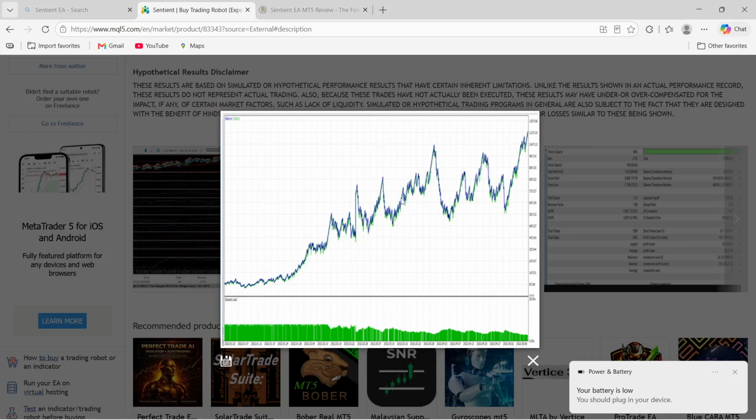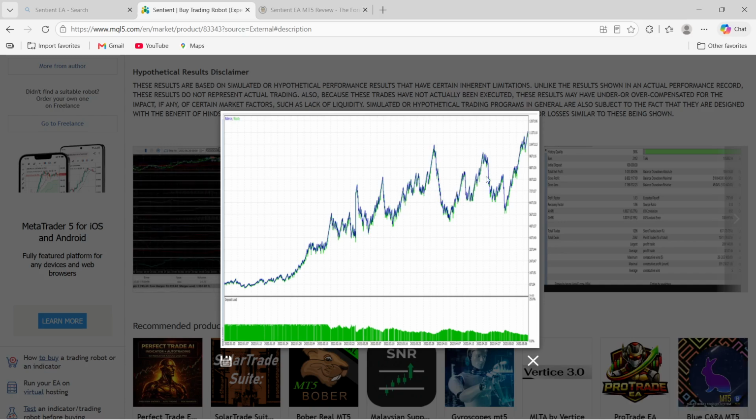All right, so let's take a look at the developer tests and results. As you can see, one of the key screenshots from the developer shows a long test with a rising equity curve. At first glance, it looks decent. The balance and equity lines are climbing over time. And visually, you see those typical surges and pullbacks you'd expect from a scalping system that trades frequently.